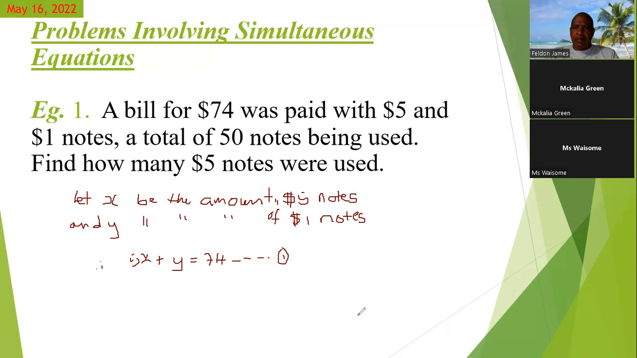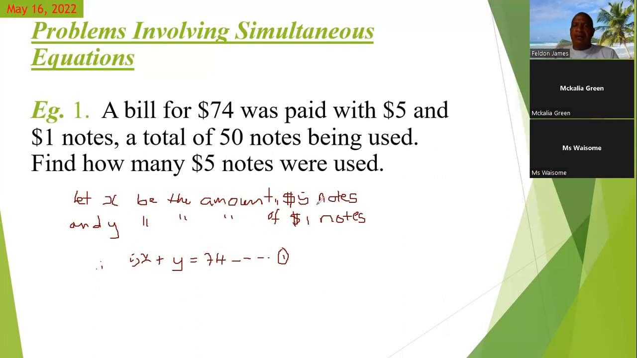Yes, sir. We add. What are you going to add, Miss Wilson? The $5 notes and the $1 notes, sir. To get the 50. You're not going to add the $5 notes and the $1 notes, you're going to add the amount. What is the amount? The amount of notes, 50. That's a total, but we are saying, what is the amount of $5 notes?